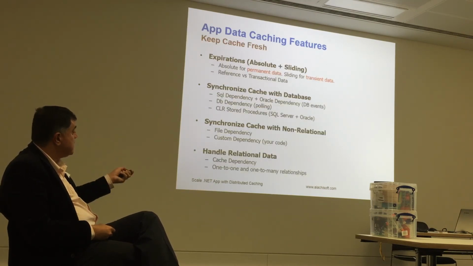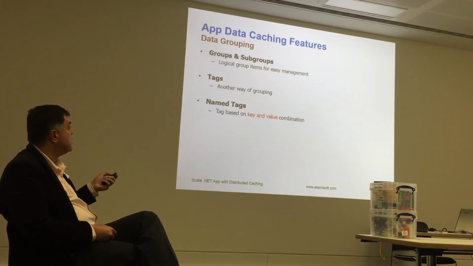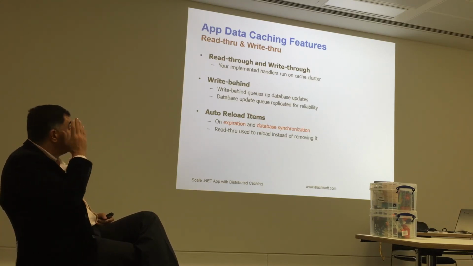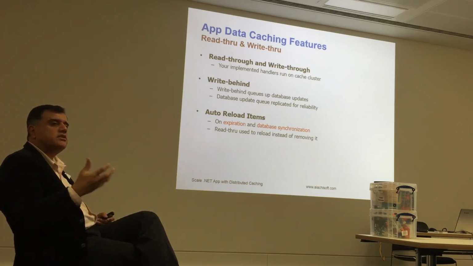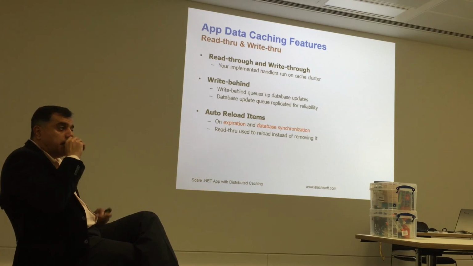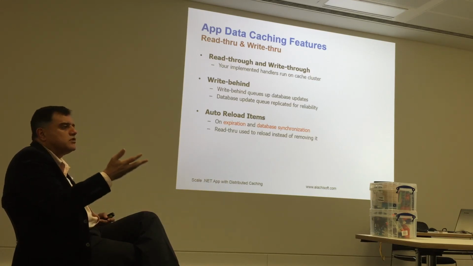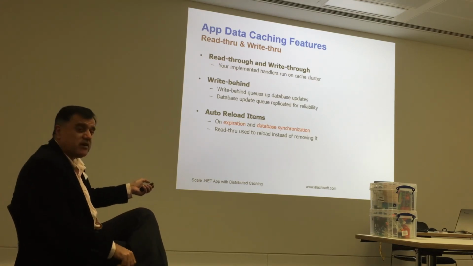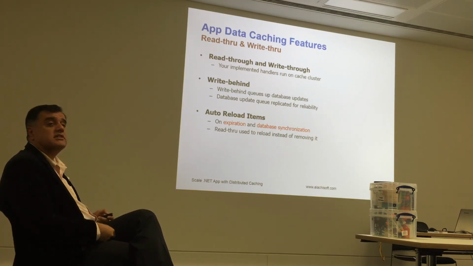So keeping cache fresh is the first part. Finding data is the second part, and grouping is the third part. Fourth part is the read-through, write-through. So this is your code that you implement and register with the cache. This is server-side code. It actually runs on the cache servers, the cache cluster. And you need this code when let's say you're doing a cache.get, and that item is not in the cache. You can ask the cache to go and read it for you if you've implemented a read-through. So read-through is a really powerful mechanism. You don't use it for everything, but you use it for a lot of stuff.